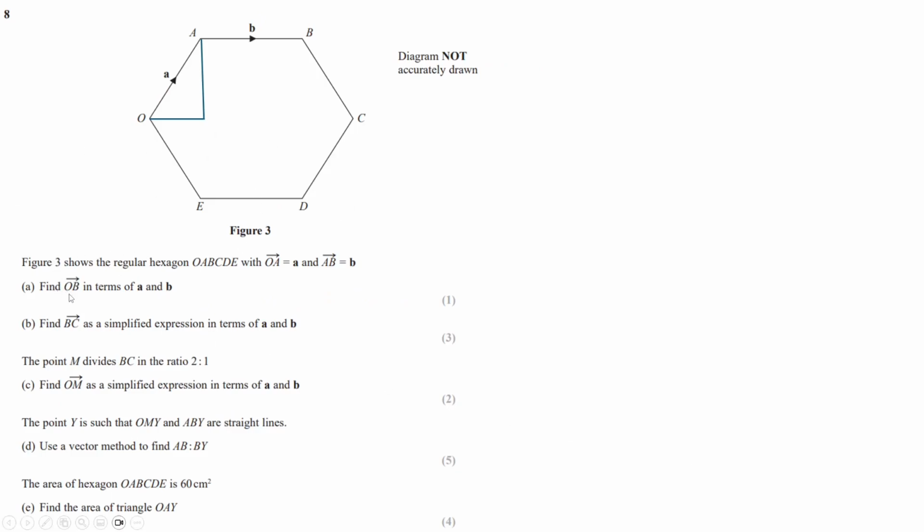Okay, so find OB in terms of a and b. I've already drawn on this triangle here. I don't think I actually meant to put that in early, it doesn't really matter. So find OB. So this is just a plus b, and then find BC as a simplified expression.